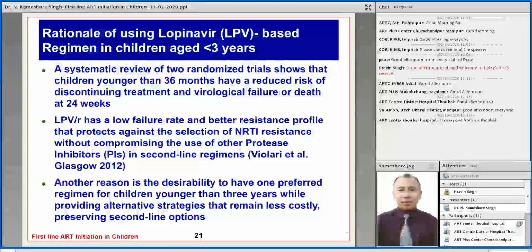If the hemoglobin is equal to or greater than 9 gram per deciliter and not on concomitant rifampicin-containing ATT, then the recommended regimen is zidovudine, lamivudine, lopinavir, ritonavir.